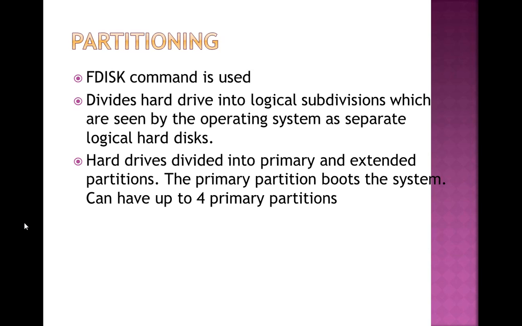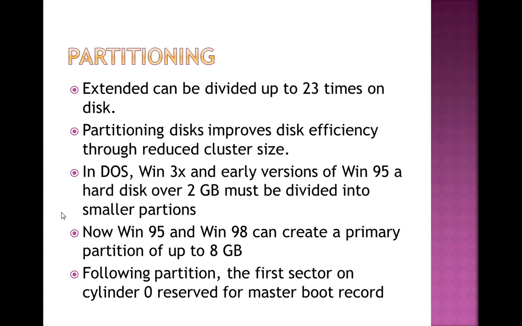So first of all, partitioning is done by the fdisk command. Then partitioning divides the hard disk into logical subdivisions. Then the hard disk can have 4 primary partitions that are used for booting the system. Extended partitions can be up to 23 on a disk, that is, we can make partitions up to 23. Then partitioning a disk improves the disk efficiency through reduced cluster size.